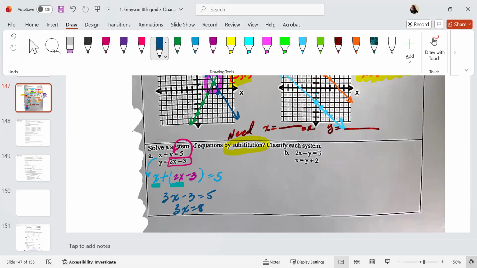Oh, this is a terrible question. It doesn't even give you a perfect number. Ugh, it's terrible. x is 8 over 3. Do you see that?